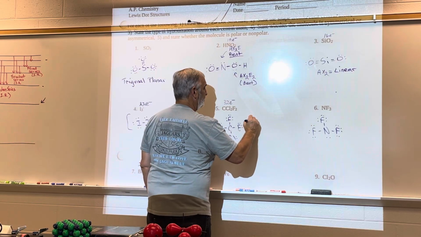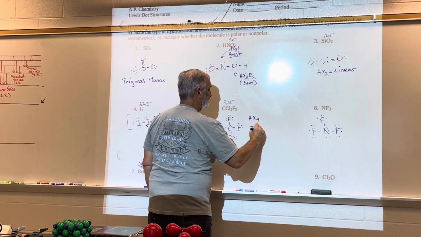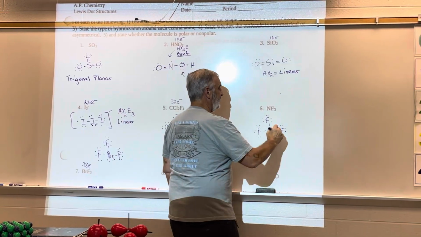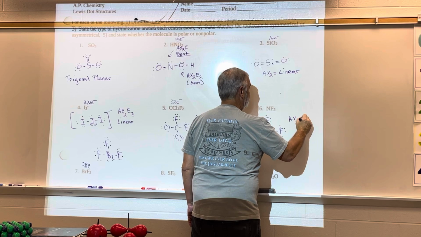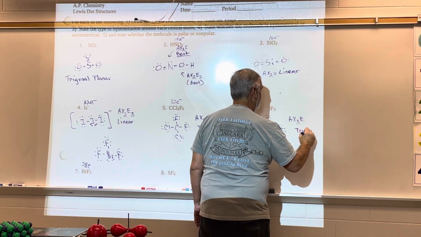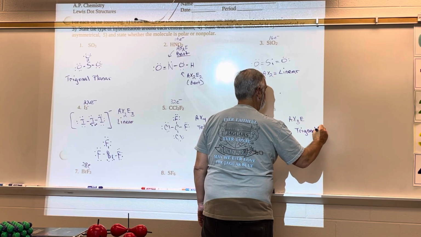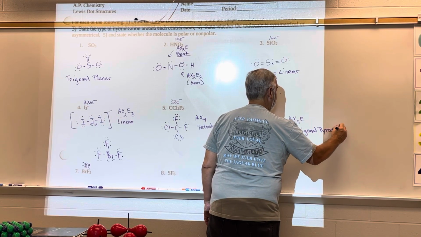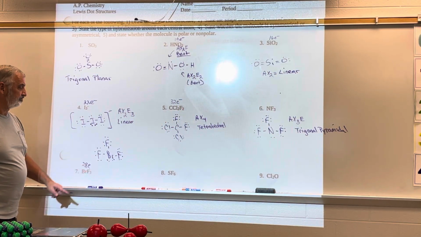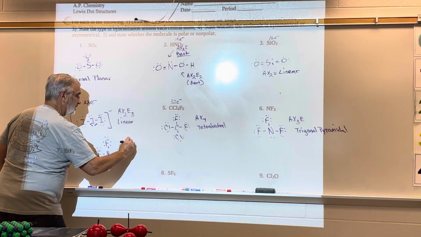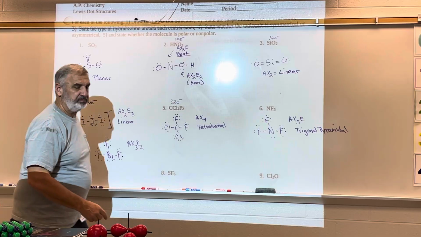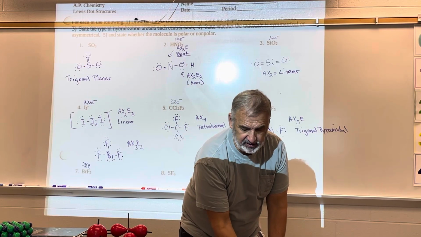This is AX4. It's tetrahedral. This is AX3E, which is trigonal pyramidal. And this one is AX3E2. Let me just go ahead and build some of these just so you can see what shapes they are.